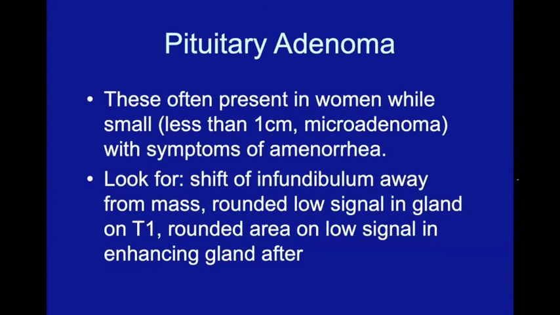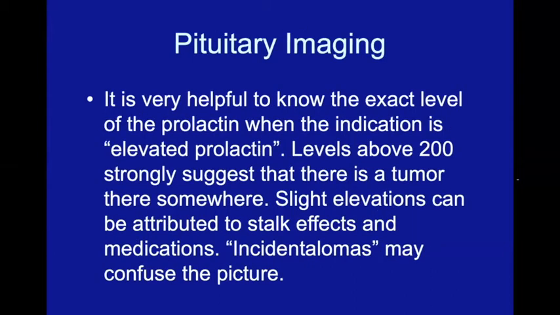So look for shift of the infundibulum away from the mass and rounded low signal intensity in the gland and diminished enhancement. Now, I find in these cases, I like to look at the laboratory values, if anything's available, to know what it means when the history says elevated prolactin. If the prolactin is slightly elevated, then I approach the case differently. If I know that prolactin levels are over 200, I'm pretty sure there's a tumor there somewhere.